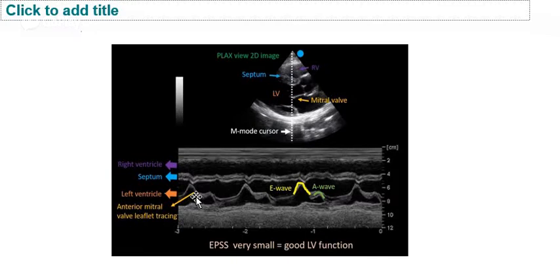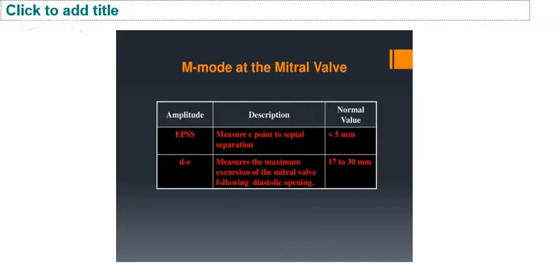So this is the anterior mitral leaflet, we can see. Okay, right ventricle, septum, the left ventricle, and the different tracing of the valve leaflets. So similarly, we can see the EPSS, which is a very important measure of left ventricular ejection fraction.